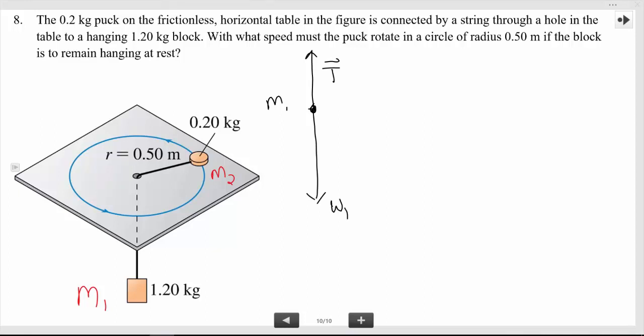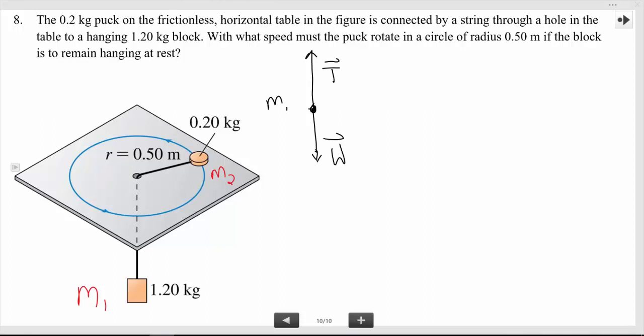This figure is a little misleading because there is no acceleration, so the net force must be 0. These two force vectors should be the same size. Okay, so the tension must equal the weight for M1.